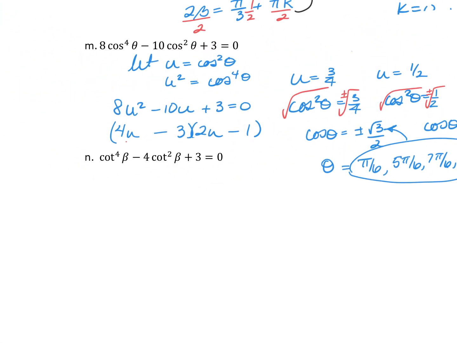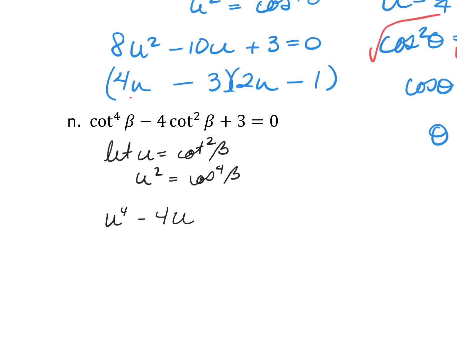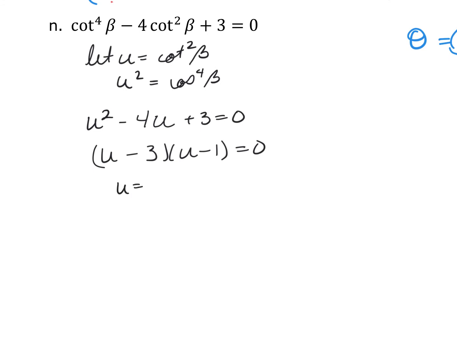One more example, and then we're going to put it to bed, and this is going to be similar. We're going to let u equal the cotangent squared of beta. u squared is going to be the cotangent to the fourth of beta. That means that I have u squared minus 4u plus 3 is equal to 0. That means u minus 3 times u minus 1 is equal to 0. u is equal to 3, u is equal to 1.